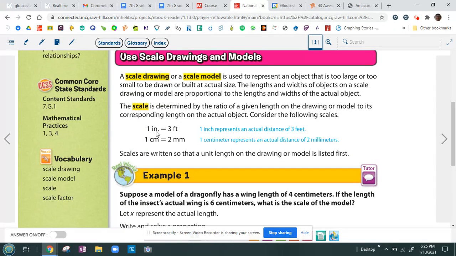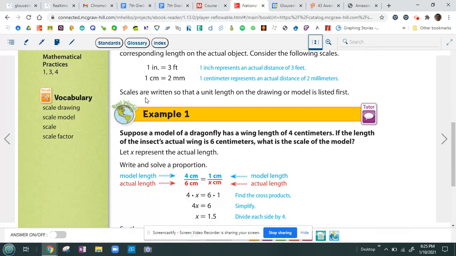You can see it right here: 1 inch equals 3 feet actually means 1 inch on the model represents an actual distance of 3 feet. And 1 centimeter equals 2 millimeters, so you can read that as 1 centimeter represents an actual distance of 2 millimeters. This is very important. Scales are written so that the unit length on the drawing or model is listed first. So the length on the drawing or model is always first, or on top, the numerator, when we write it in fraction form. You can see that model length versus actual length. Always model length on top, actual length on bottom.